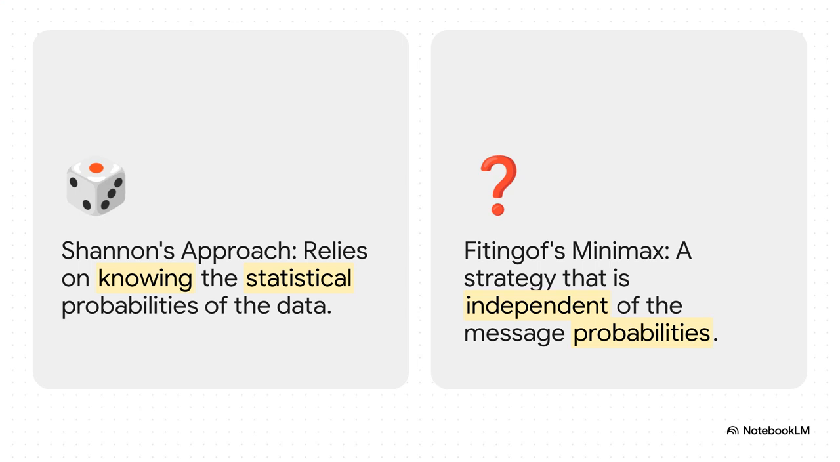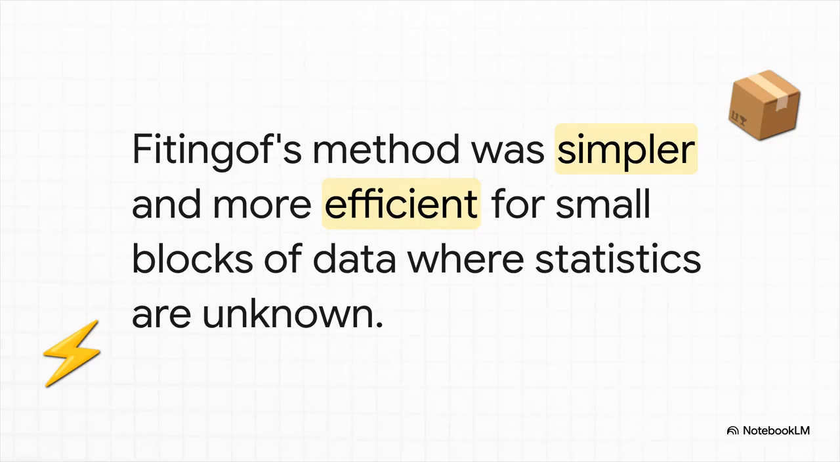For instance, the early pioneers approached this problem from completely different angles. You had Claude Shannon's approach, which relied on knowing the statistical probabilities of the data. But then you have Fittingoff's minimax approach, which is a strategy that's totally independent of all that. So the crucial point here is that this alternate approach had its own unique advantages. Fittingoff's method was simpler and more efficient for small chunks of data, precisely because it didn't need to know anything about the source to begin with.